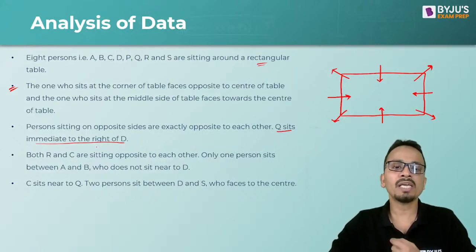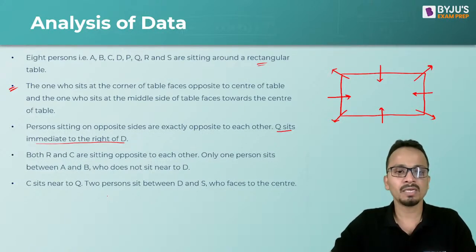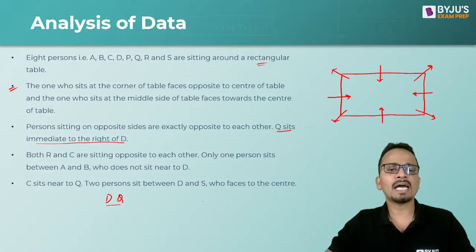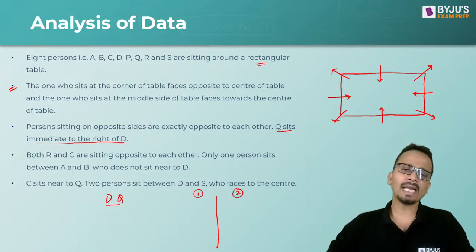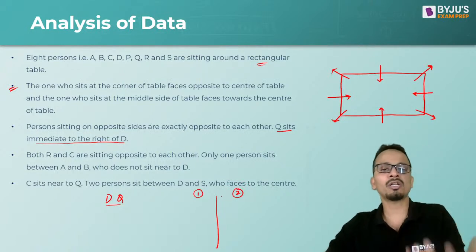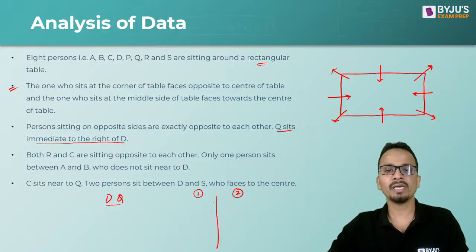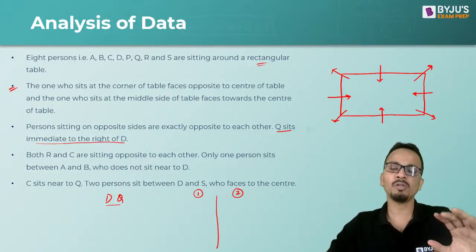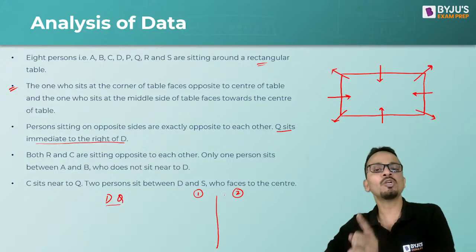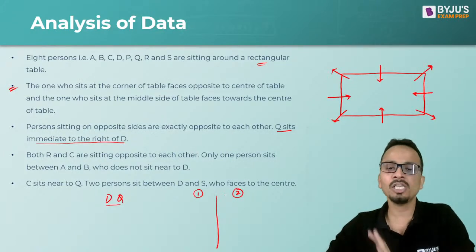Now Q sits to the immediate right of D. Immediate right of D is Q. Okay, so I can say that D and Q must be facing opposite directions. Okay, so I'll make two groups. Group number one, group number two. Right now I don't know group number one corner पे बैठा है या फिर side पे बैठा है. But group number one will be for the people who are facing in one direction, and group number two for the people who are facing the other direction.